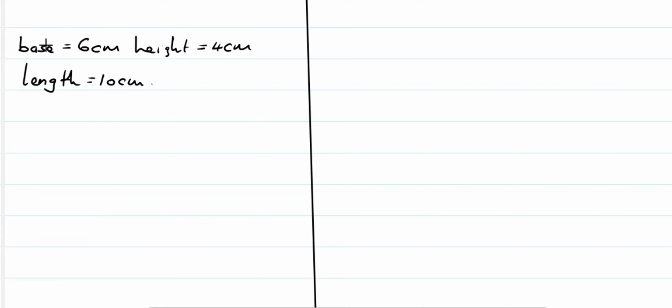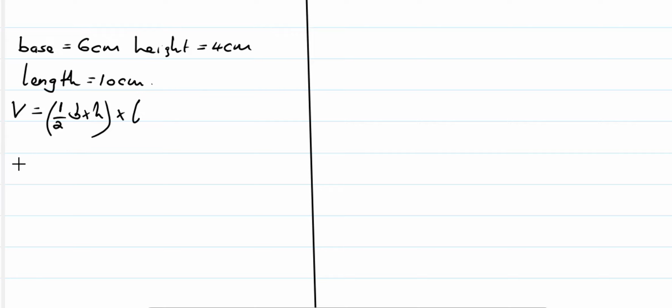So, since we have all these measurements, we say the volume of the triangular prism is given by the area of the triangle, which is given by half base multiplied by height. Then, after we get this area of the triangle, we multiply by the length of the prism so that we can get the overall volume of the prism.